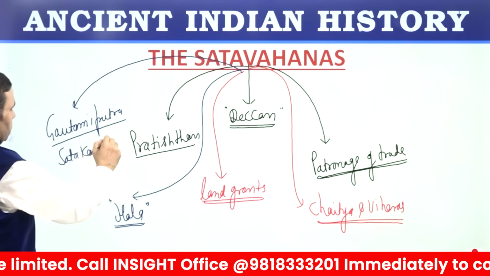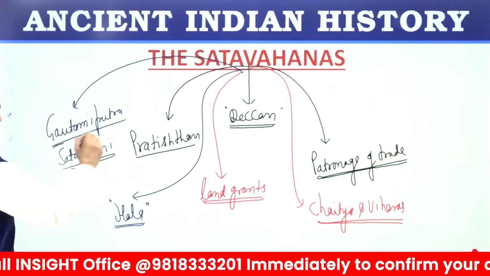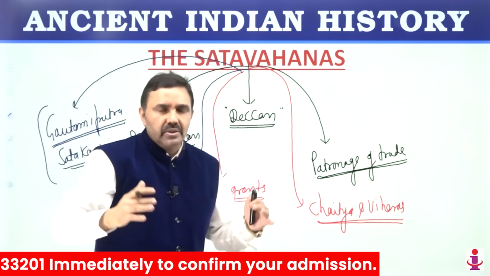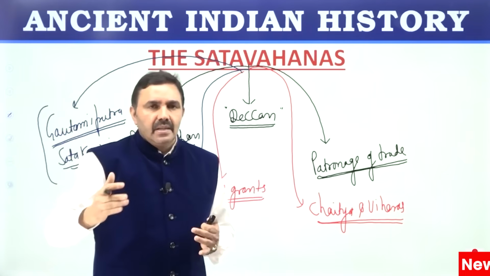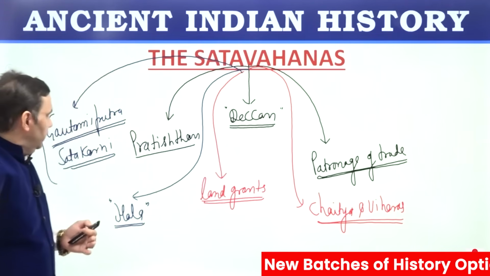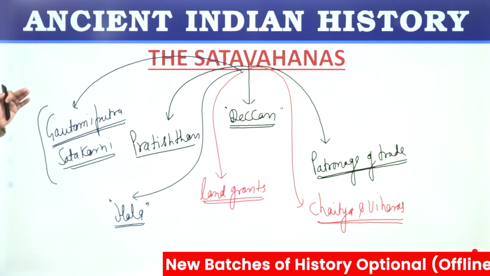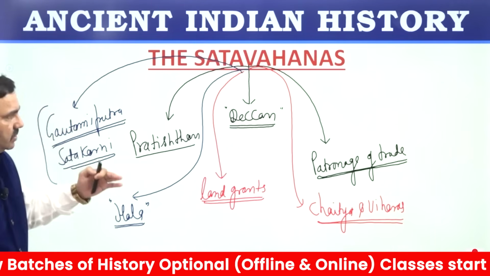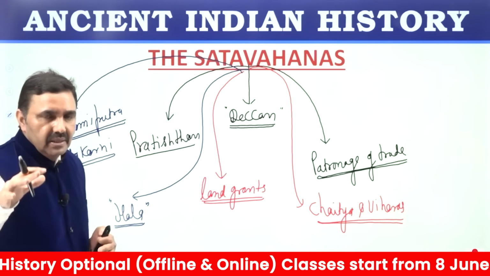So it means Satavahanas used to follow matrilineal social system. The name of mother was attached to the name of the son. Patrilineal means the name of father is attached to the name of the son. So here they followed matrilineal system. Mother's name was attached to the name of the son, here name of the king. So that was a unique part of Satavahana.